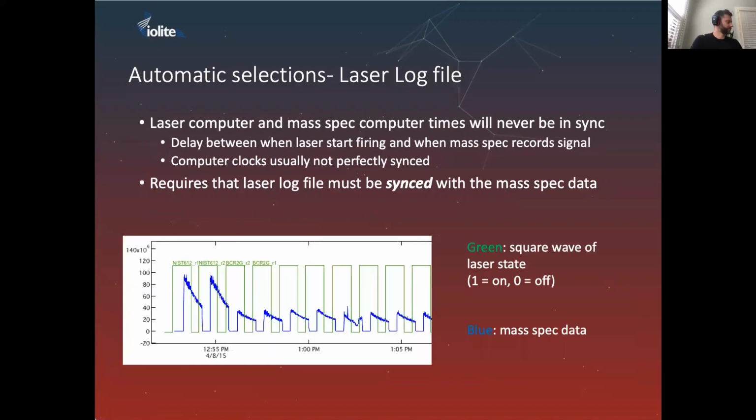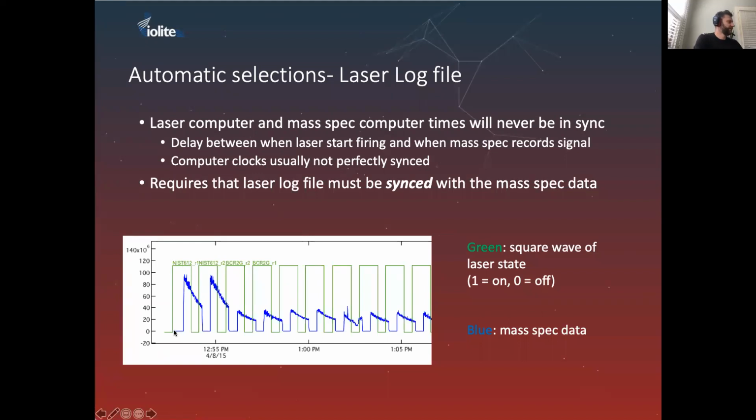selections. The way it does that is that it creates a square wave, this green wave, of when the laser is on. So when the laser switch is on, it's 1, and when the laser is off, it equals 0. It also copies across the name that you've entered into the software. And with this square wave, we can then compare it to our mass spectrometer data.